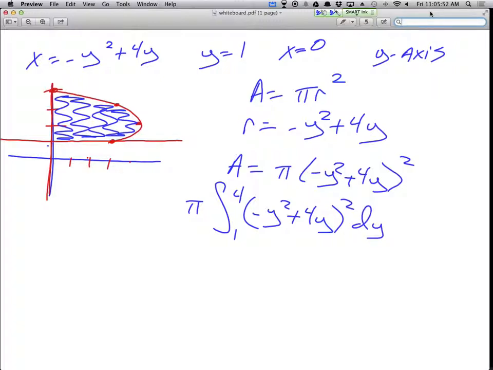Can I integrate the outside? No. So what do I have to do? FOIL it. If I FOIL, that gives me y to the 4th minus 8y cubed plus 16y squared. Integrate that.